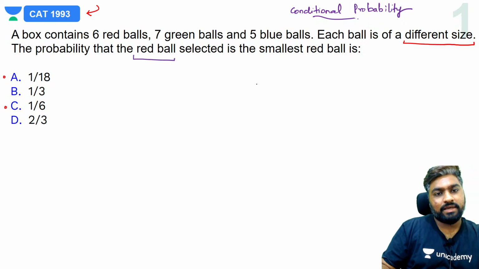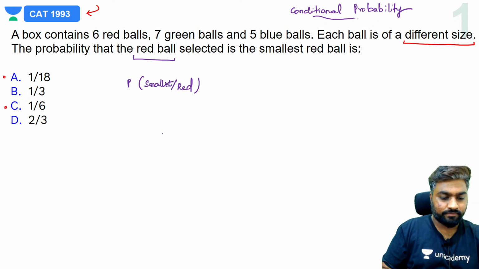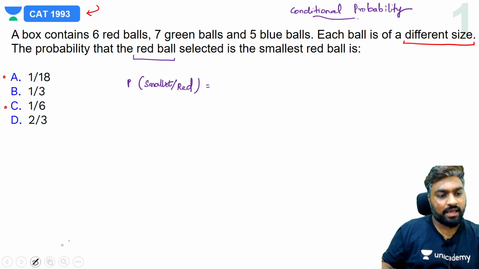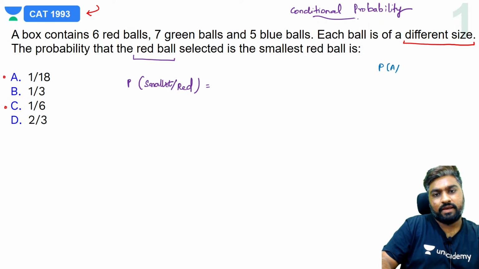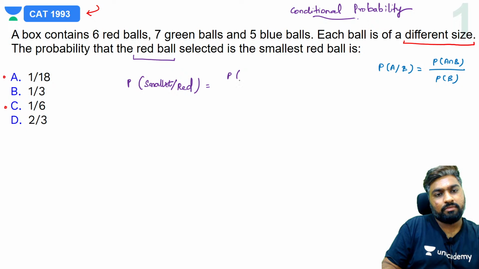Correct? That means they have already selected a red ball. We just have to check the probability that it is the smallest. What is this? We all know the probability of A when B is nothing but probability of A intersection B upon probability of B. So in this case, probability of smallest when red is going to be probability of small and red ball upon probability of getting a red ball. Correct?